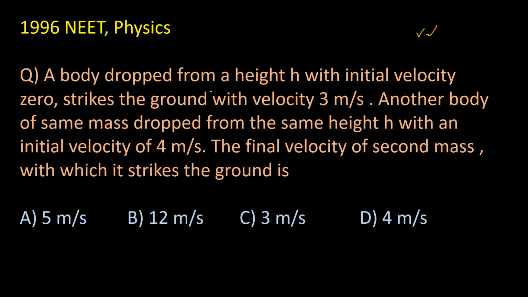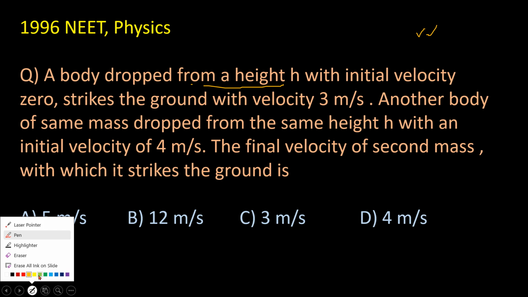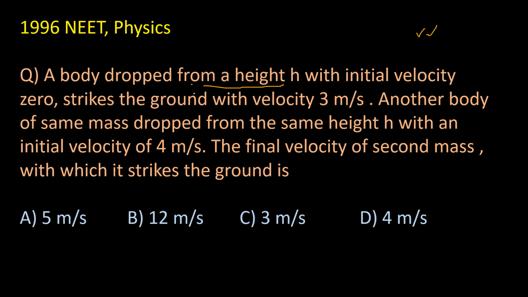A body is dropped from a height h with initial velocity 0. Here u is 0, so we have to write the data. U is 0, and it strikes the ground with a velocity of 3 meters per second. So the final velocity is given. In the first case, you can take 3 meters per second.